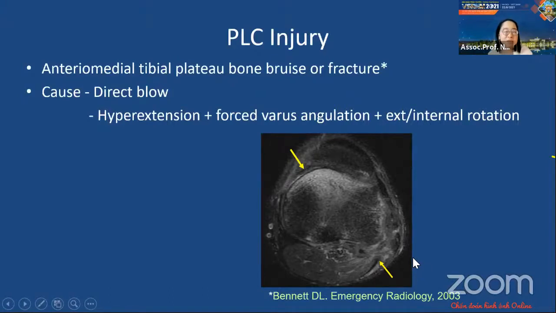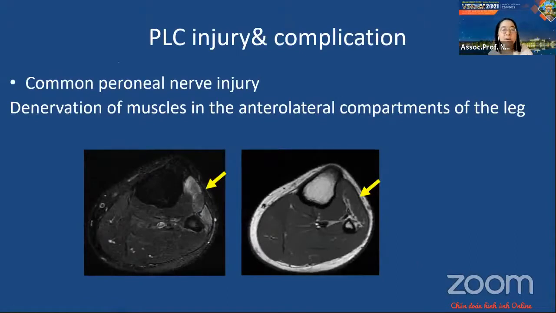And finally, try to look at complications. This is common peroneal nerve injury. Denervation of muscle may have hyperintensity on T2-weighted images, but it's not edema because you have atrophy of muscle on T1-weighted images, and that indicates common peroneal nerve injury.